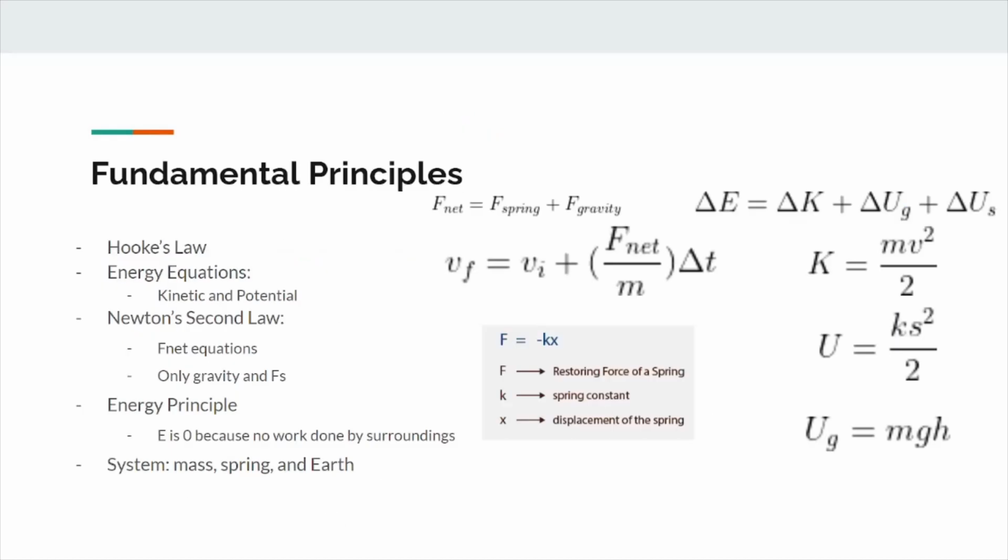There are several fundamental principles behind this lab, including Hooke's law, the energy principle, and Newton's second law. The motion and velocity of the mass on the spring are calculated using Newton's second law, and Hooke's law calculated the force of the spring on the mass. The energy principle keeps track of the work done in the system, which was important in determining if the energy principle was upheld. I chose my system to be the mass, spring, and the Earth.